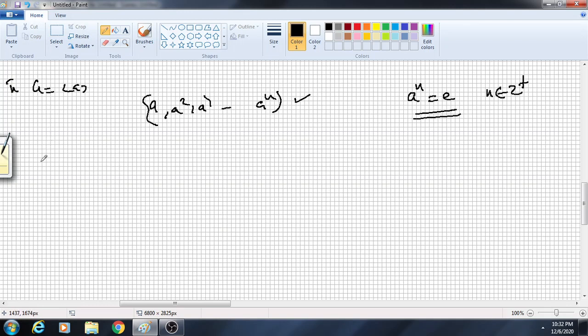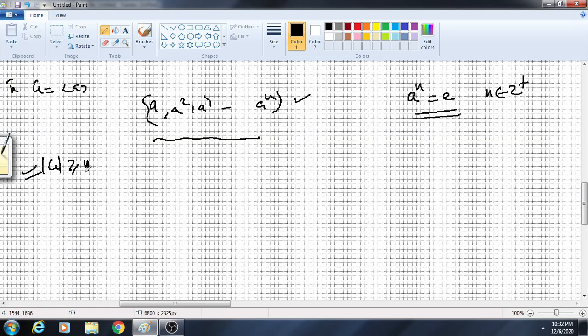So now we have got that the order of G will be n. From this argument we have got that all these elements are different. So G contains all these elements, and it can also contain other elements. That means the order of G is greater than or equal to n.